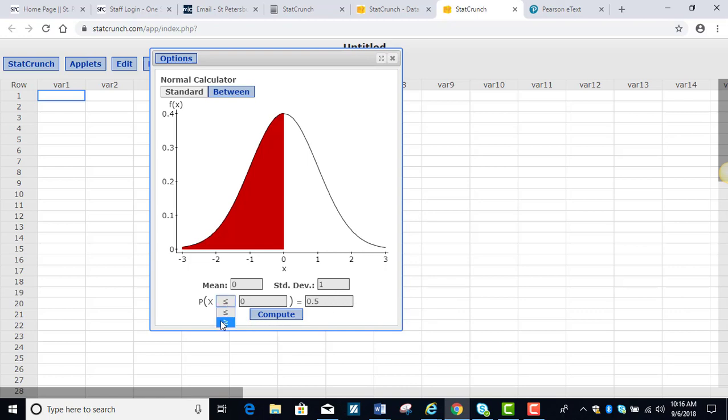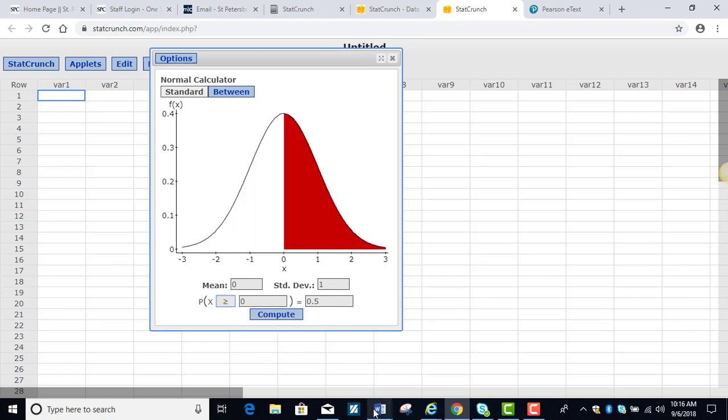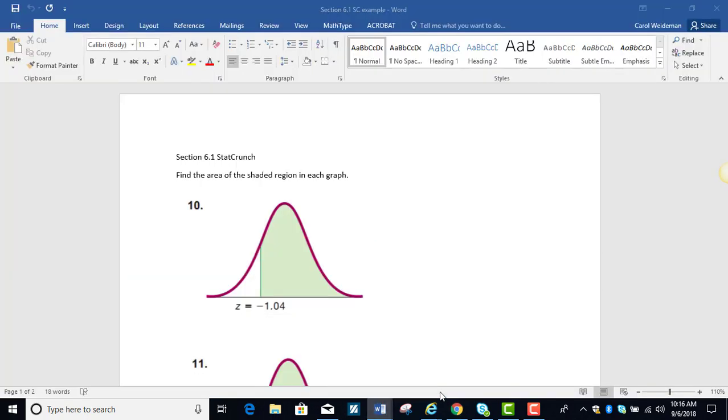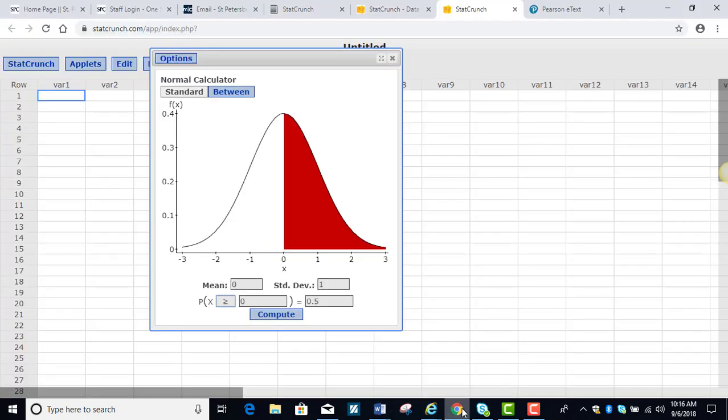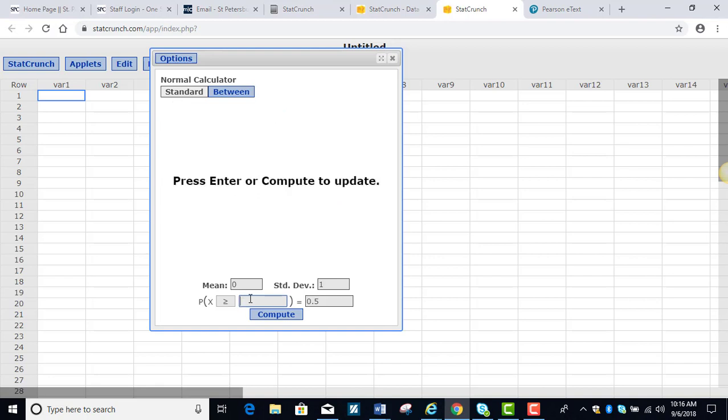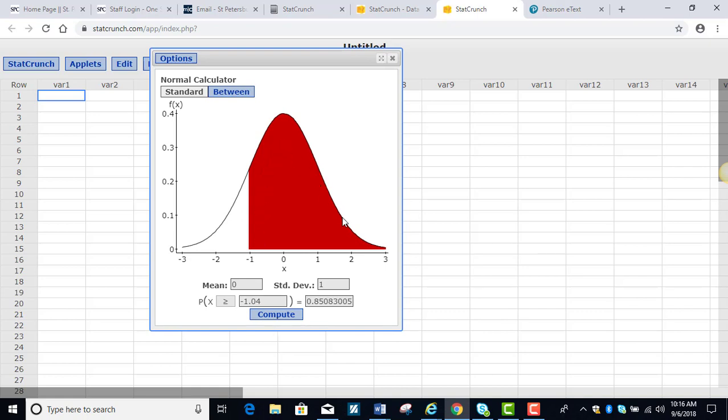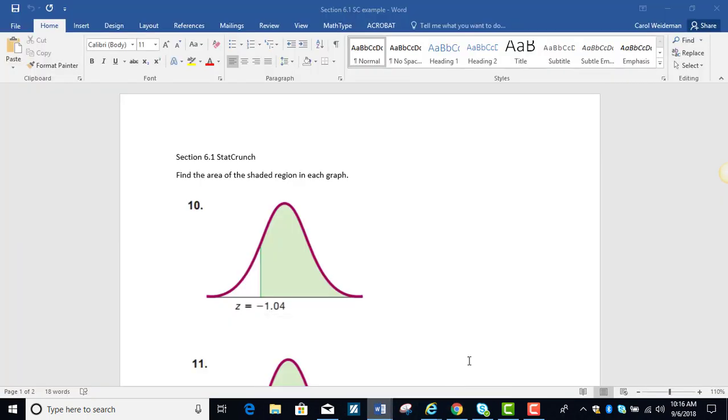Remember, we want a greater than, and the z-score that we were asked to work with was negative 1.04. So I'm going to type in here negative 1.04, and then I'm going to do compute. And if you notice, the picture here looks like the picture that was in the problem, and the area or the probability to the right here, and most of your homework problems are asking for 4 decimals, so this would be 0.8508. Now let's take a look at the next problem.